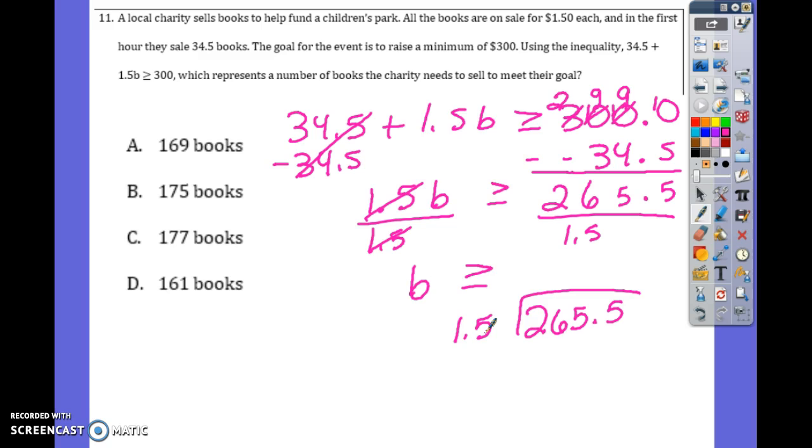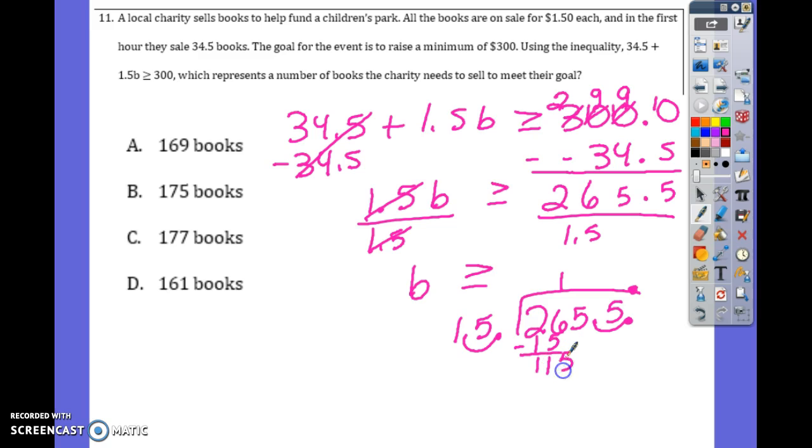My divisor must be a whole number, so I'm going to need to move my decimal one place to the right, so I'm multiplying by 10. I must do the same thing to my dividend. Move my decimal one place to the right, I'm dividing by 10. Take your decimal, put it straight up into your answer. Now let's divide. 15 goes into 26 one time. We multiply. 1 times 15 is 15. And we subtract, and we get 11. And then we bring down the 5.